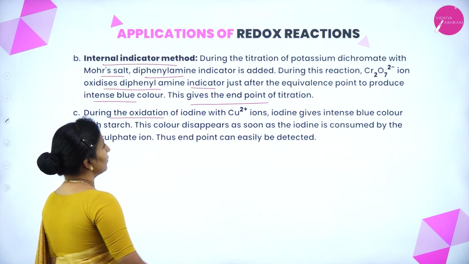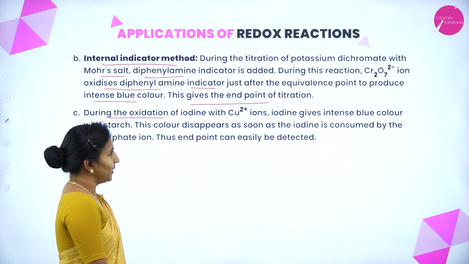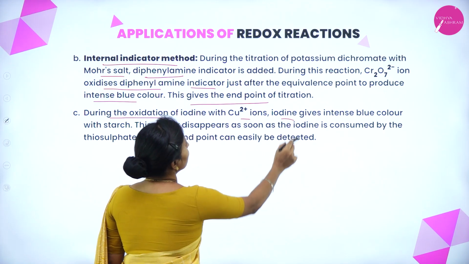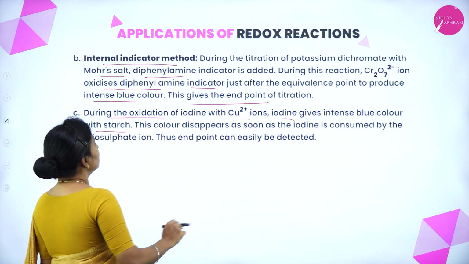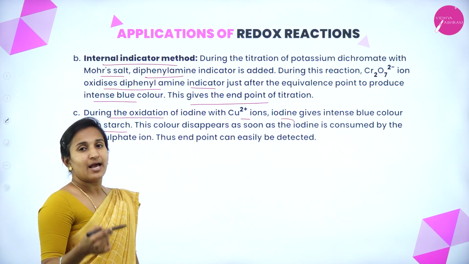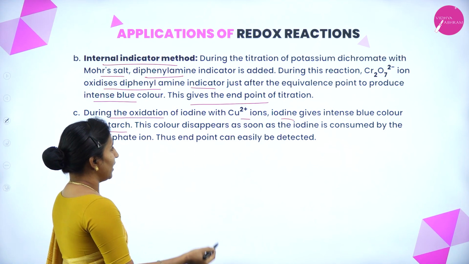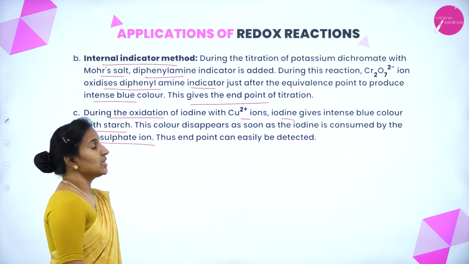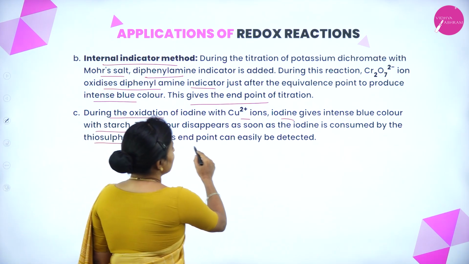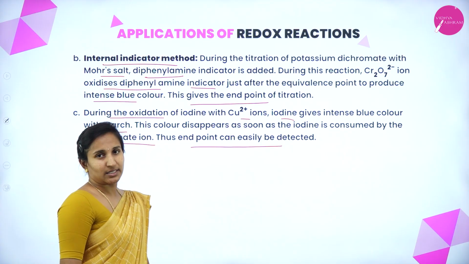During the oxidation of iodide with Cu2+ ions, iodine gives an intense blue color with starch. This color disappears as soon as the iodine is consumed by the thiosulfate ion. Thus, the end point can easily be detected.